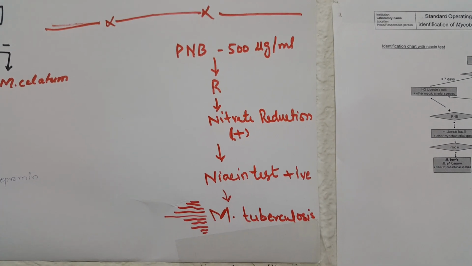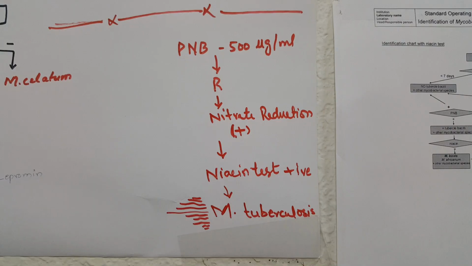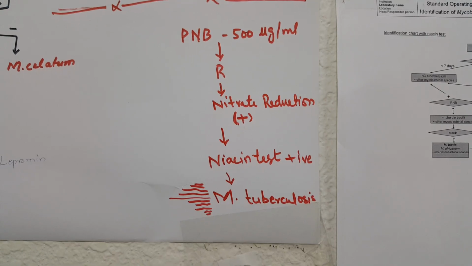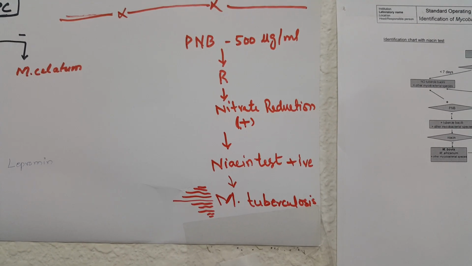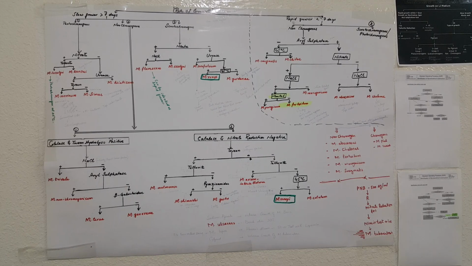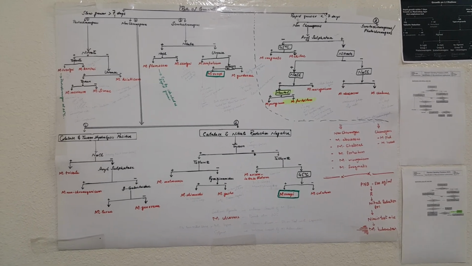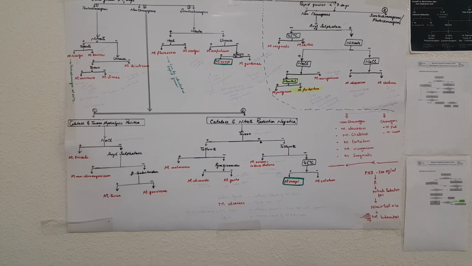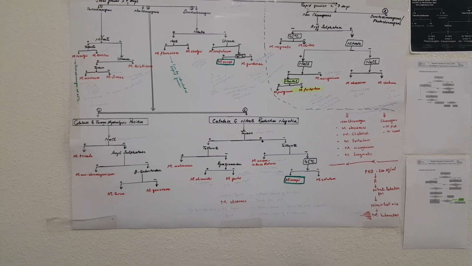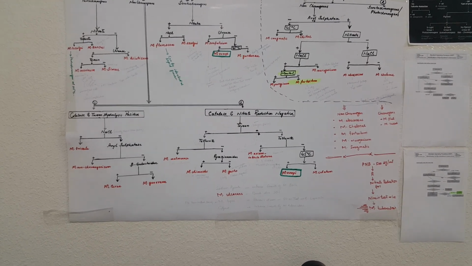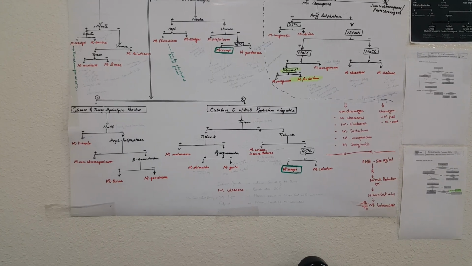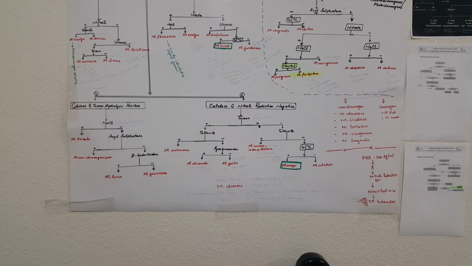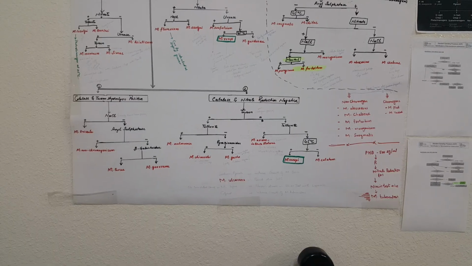This is another chart in which para-aminobenzoic acid is used at 500 microgram per ml. If the organism is resistant, and nitrate reduction is positive and niacin test is positive, then we consider the organism M. tuberculosis complex. This is the complete chart of slow growers, which are not discussed in this chart. They are further differentiated on the basis of catalase and tween hydrolysis. The positive one is 1 and 2 is the negative, and further it is differentiated on the basis of NaCl, arylsulfatase, beta galactosidase, tween hydrolysis, pyrazinamidase, which was explained previously.